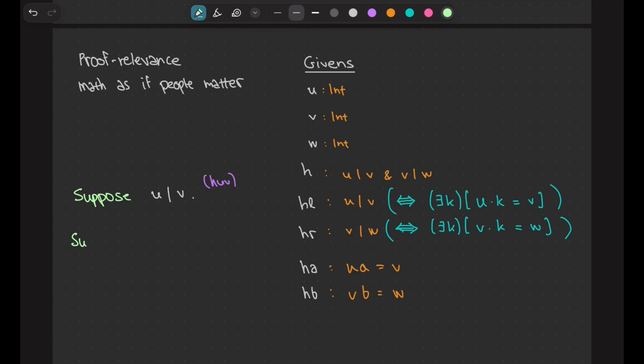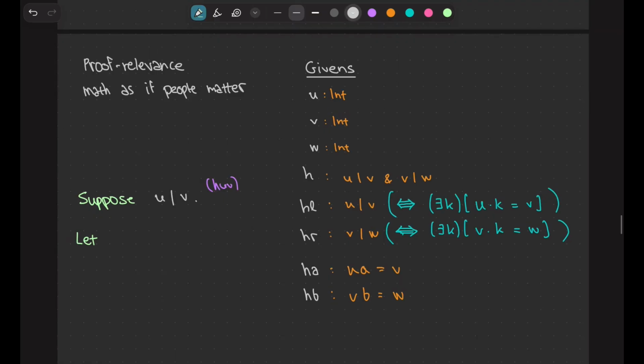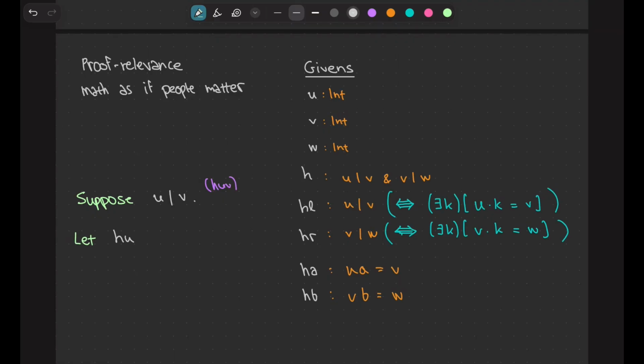I'm not supposing the proposition, and I'm labeling it to refer to it later. I'm saying something like, let HUV be an evidence or a proof or whatever you want to call it of this proposition. And now HUV is on my table of all mathematical objects.